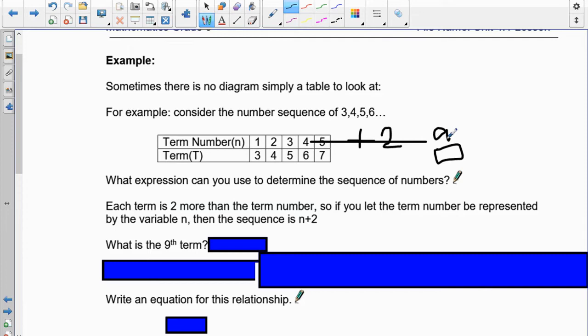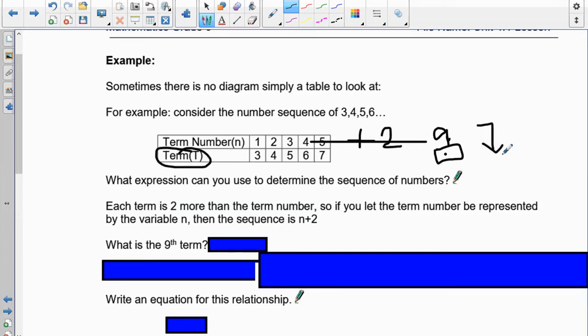And it wants to know what the 9th term is going to be if you have the term number of 9. So what is the 9th term? You've got to read carefully. It's asking for the term. What is the 9th term, right?